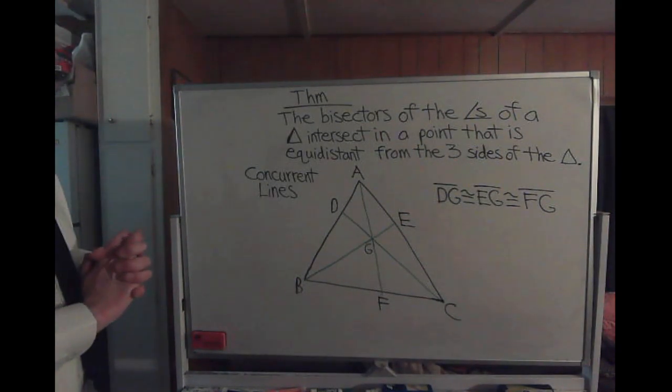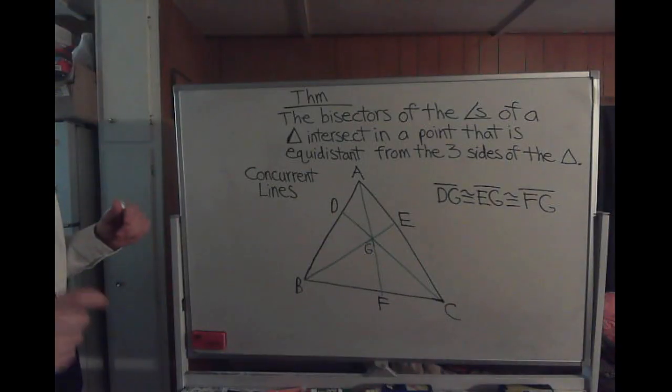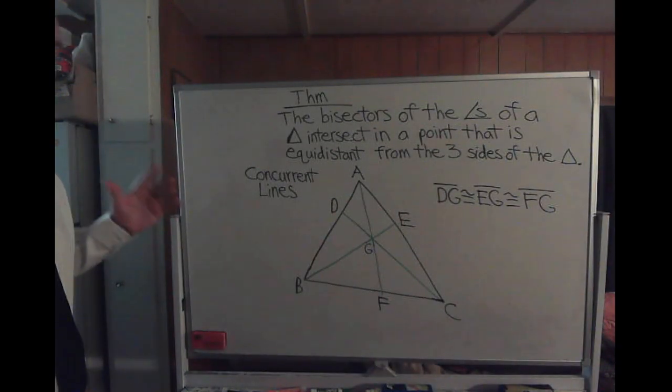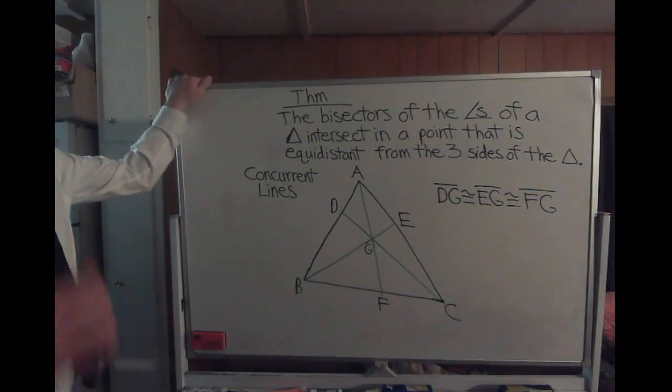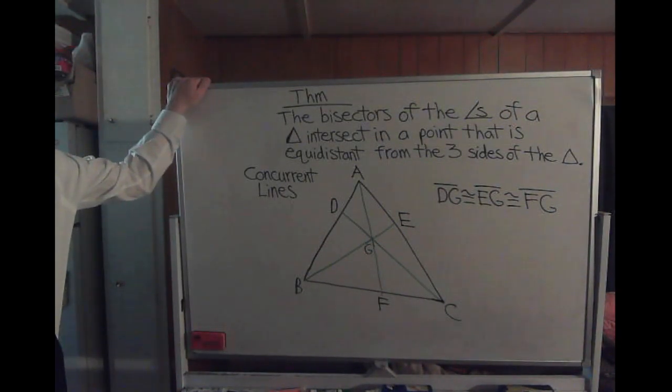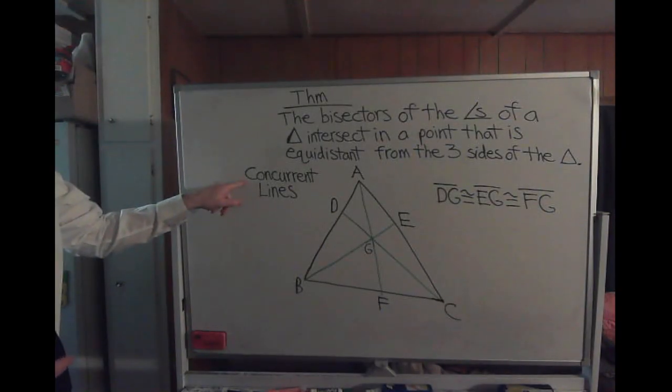So today we are going to talk about concurrent lines and what those mean for triangles and proportional lengths. Concurrent lines are, simply put, two or more lines that intersect at one point. If you have two or more lines that intersect at one point, those are called concurrent lines.